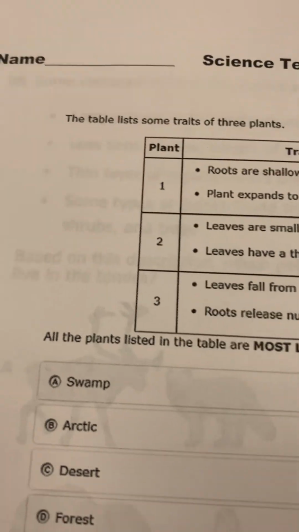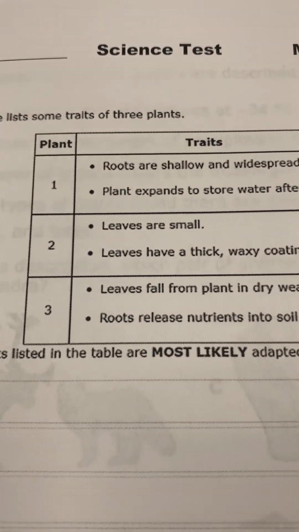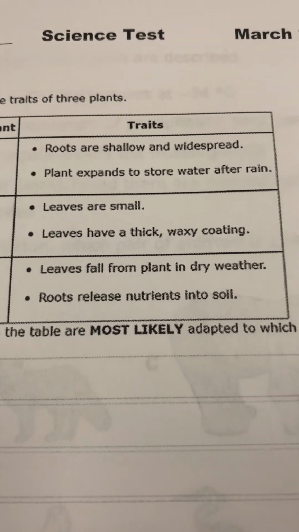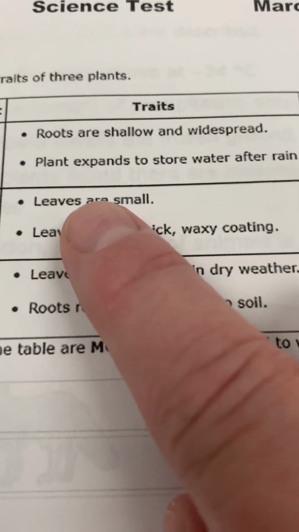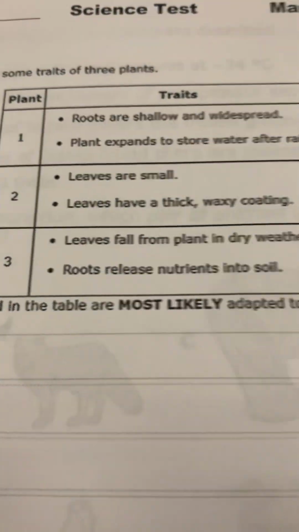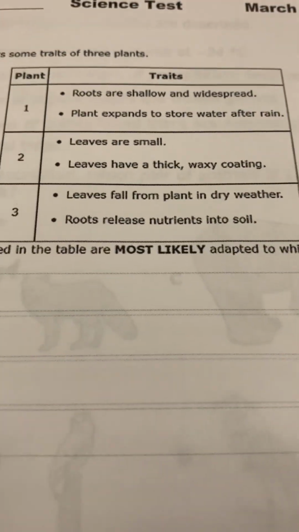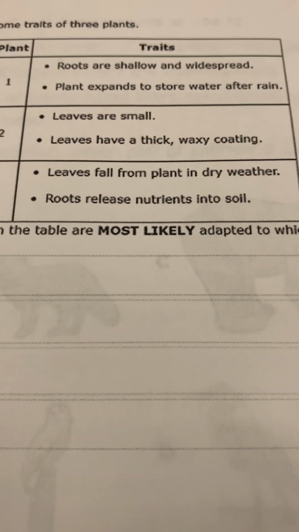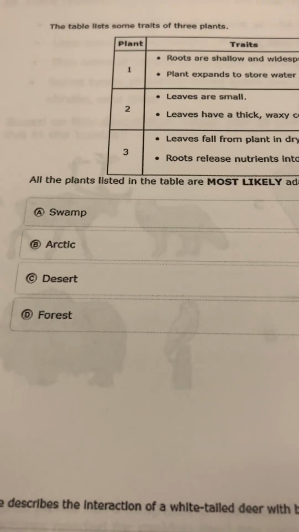Here is question number 1. The table lists some traits of the 3 plants. Plant 1, roots are shallow and widespread. Plant expands to store water after rain. Plant 2, leaves are small, leaves have thick waxy coating. Plant 3, leaves fall from the plant in dry weather. Roots release nutrients into soil.